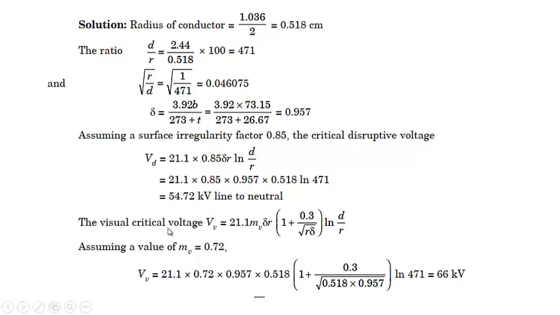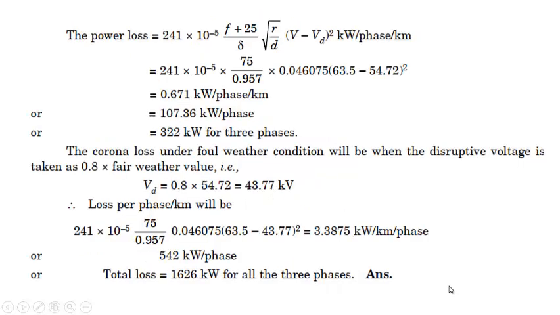Similarly, the critical visual disruptive voltage will be given by this formula. So for this mv, which we are using for the local corona, it is 0.72. It comes out to be 66 kilovolt. Now calculating the power loss, it will be 241 into 10 to the minus 5 (f plus 25) into root of r by d into (V minus Vd) whole square kilowatt per phase per kilometer. Given the values, it comes out to be 0.671 kilowatt per phase per kilometer.